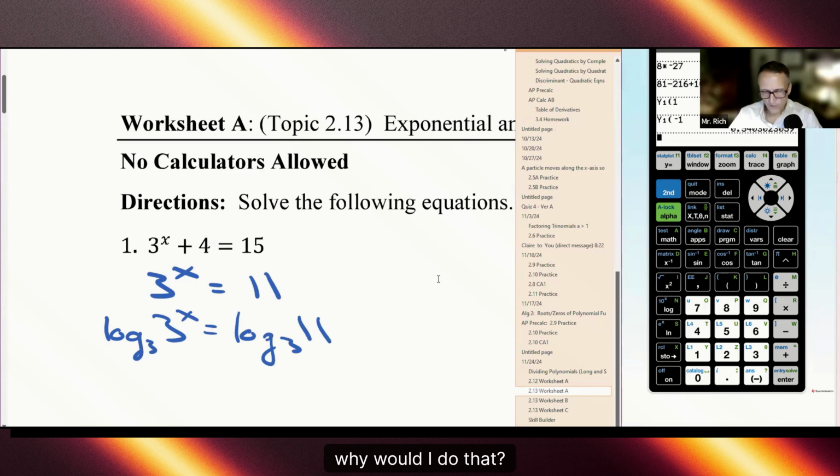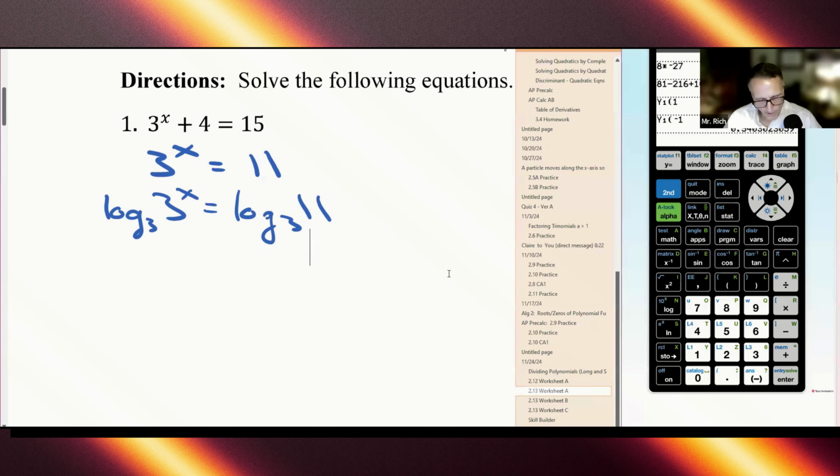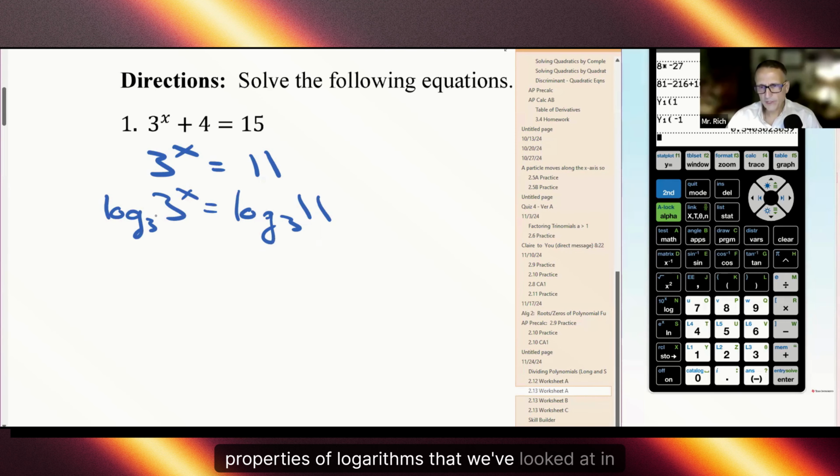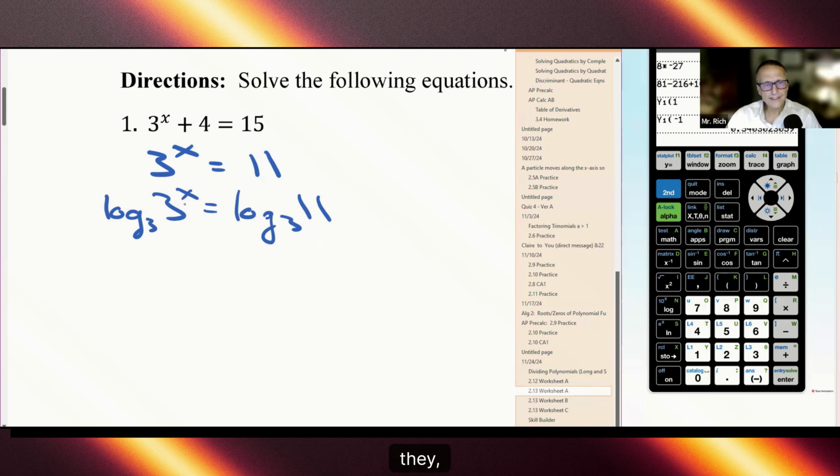Now, why would I do that? Well, because one of the properties of logarithms that we've looked at in prior lessons in Unit 2 is that when you have a match between the base of the log and the base of the exponential inside the logarithm, they, in a sense, cancel each other out, leaving you the exponent. So right there, I freed my exponent up, and it's just x equals, and this is my final answer, log base 3 of 11.